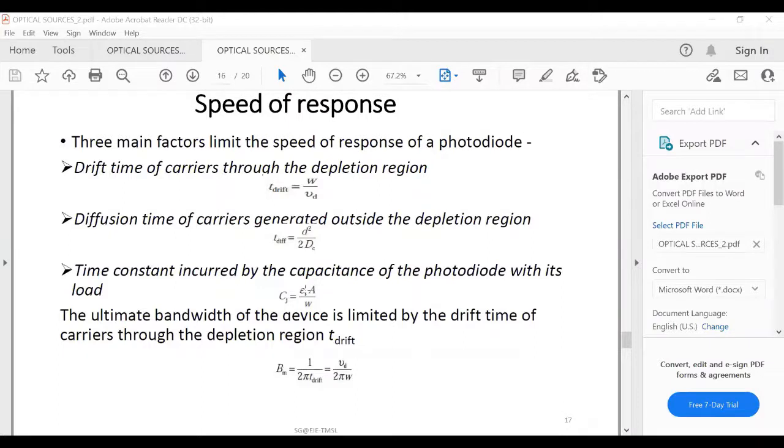So the junction capacitance, which is given over here, Cj, is equivalent to the permittivity of the semiconductor material, combined with the diode junction area, divided by the depletion layer width, which is represented by W.